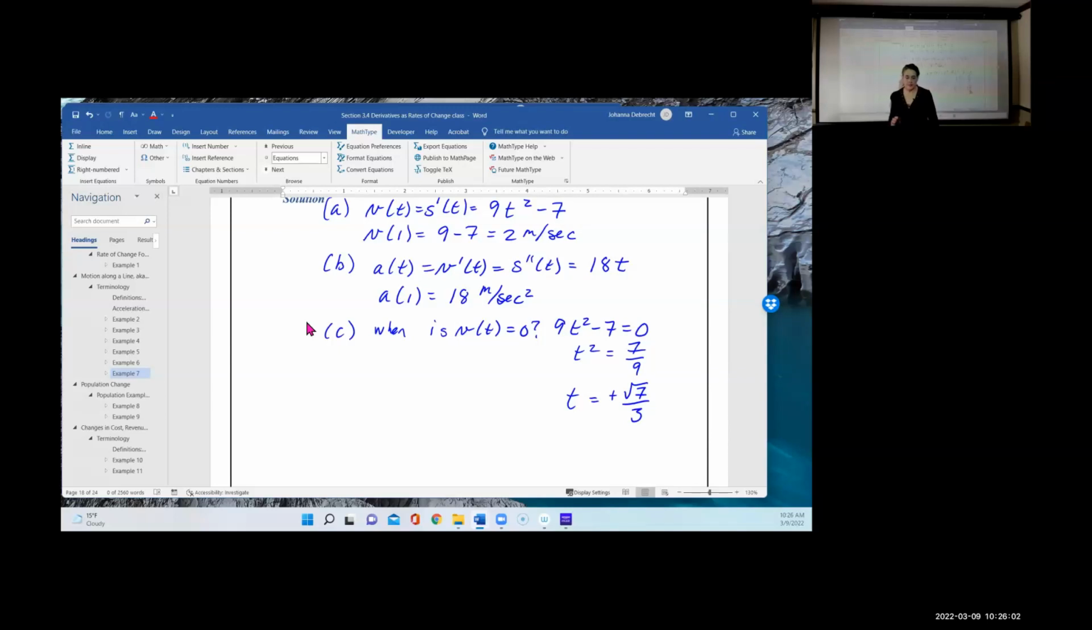And then we can find the acceleration at that point in time, at the square root of 7 over 3, which is going to be 18 times the square root of 7 over 3, which is 6 square roots of 7 meters per second squared, which comes out to be about 15.9.